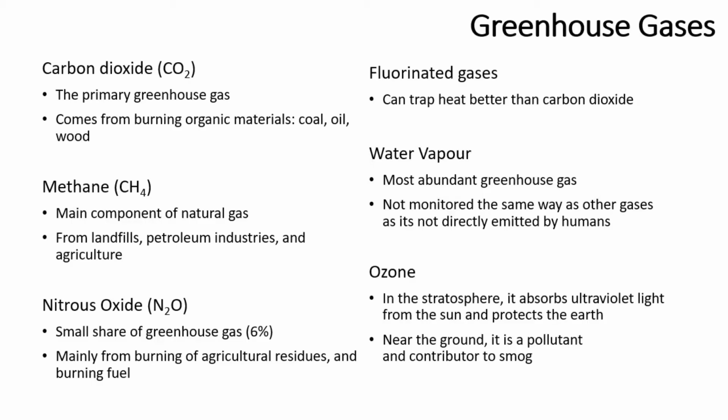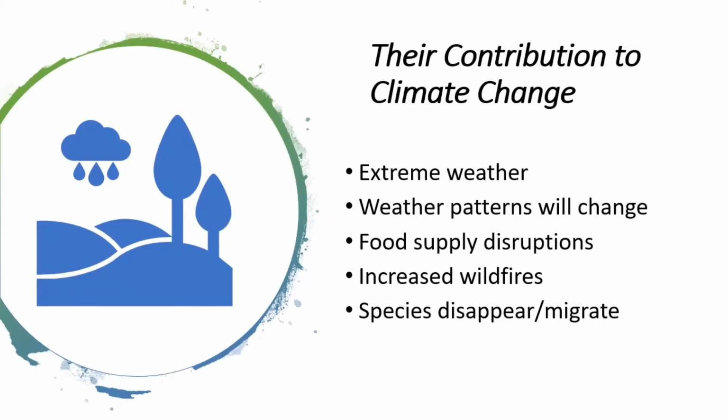There are 6 types of greenhouse gases. They are carbon dioxide, methane, nitrous oxide, fluorinated gases, water vapor, and ozone. Their contribution to climate change: extreme weather patterns will change, food supply disruptions, increased wildfires, species disappear or migrate.